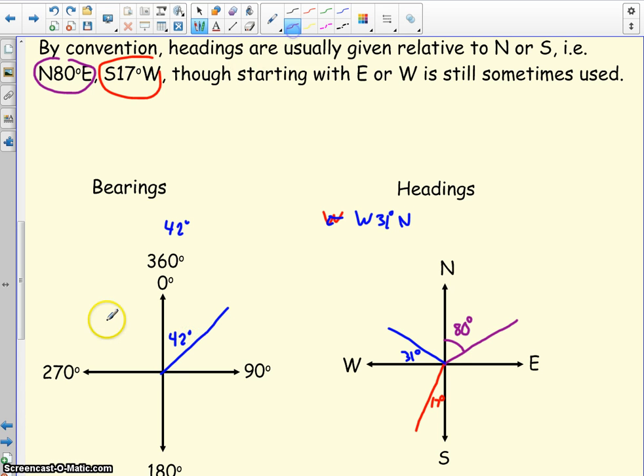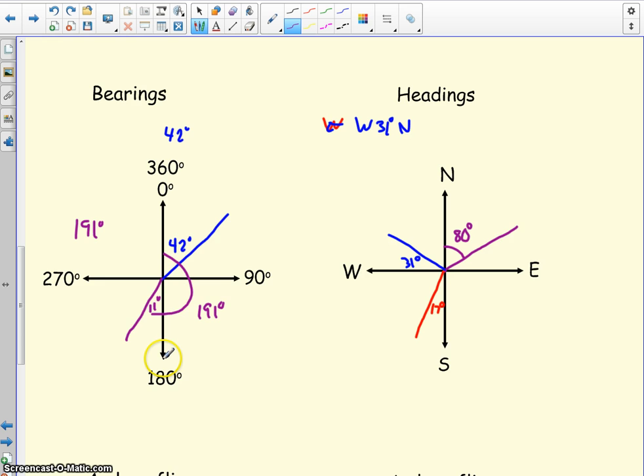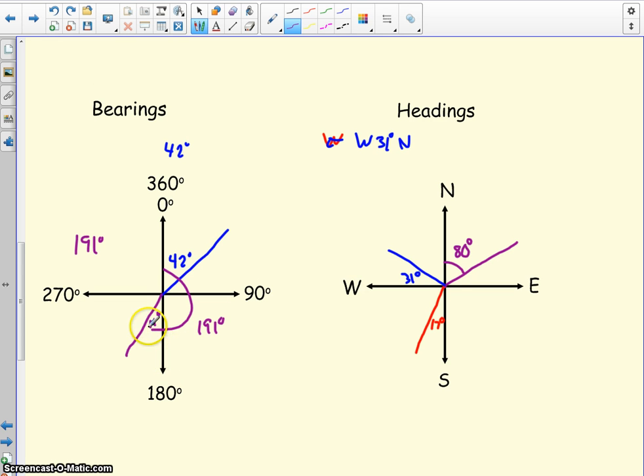Okay, let's try another one. Let's say I give you a bearing of 191 degrees. 191 degrees clockwise from true north puts you somewhere down here in this quadrant. So 180 gets you here. An extra 11 degrees would get me to 191. So this would be a bearing of 191 degrees. So if you see these mentioned in word problems, that's what they mean.